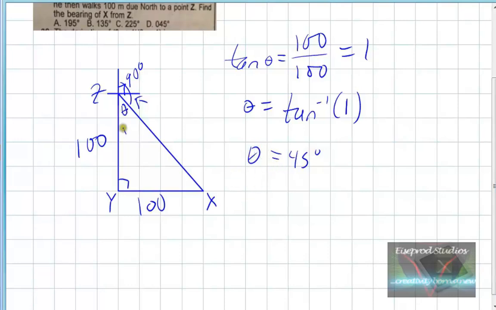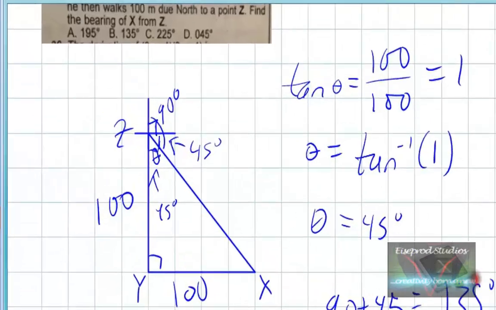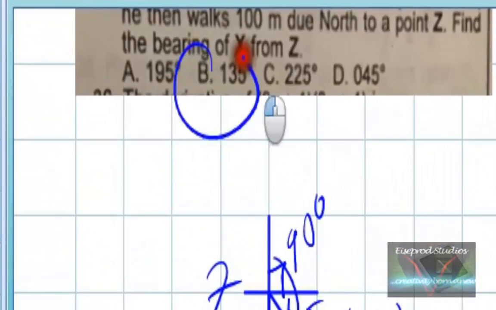So now that we know that this is 45 degrees, and we know that these two smaller angles together have to add up to 90 to complete this straight line of 180, then we can say that this angle is also 45 degrees. So now we can figure out this full outer angle by saying 90 plus 45, which is going to be 135 degrees, and our answer is B.